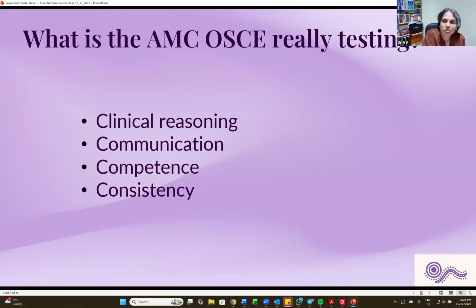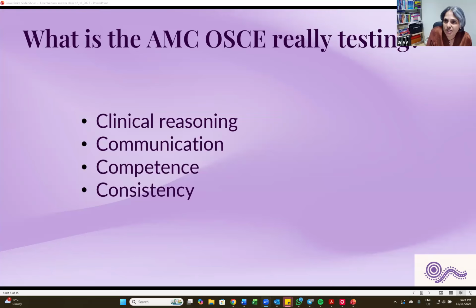I said I write OSCE cases and we test them. Every time an OSCE station is created, the things we are looking for are your clinical reasoning, that's the most important thing, your communication, your competency, and your consistency, how consistent you are. What is the difference between clinical reasoning and clinical knowledge? Most of the time, doctors sit down and read all the textbooks and handbooks and learn. That is your clinical knowledge. That is not your clinical reasoning.